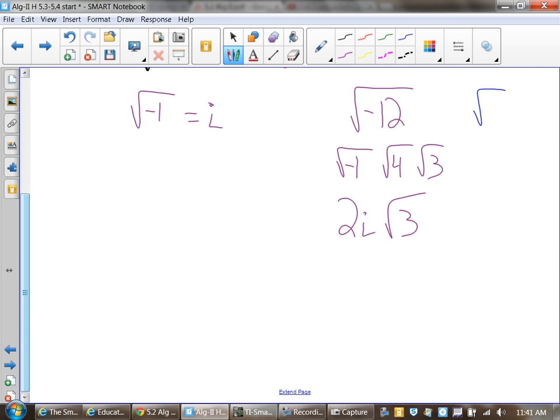If it's the square root of -18, well, the square root of 18 is, well, 9 and 2, so it'd be 3 root 2. So the square root of -18 would be 3i root 2.